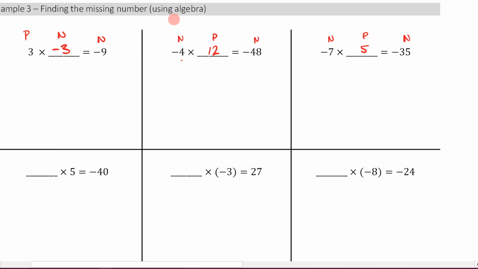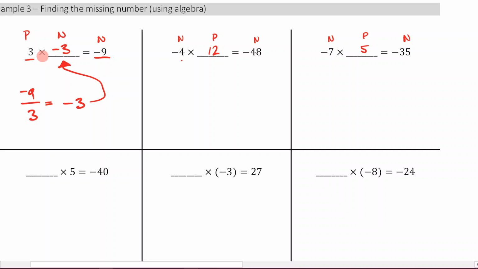Another way of finding these missing numbers is you could take this, negative 9, and divide it by this right here, 3. What I'm going to end up with is negative 9 divided by 3. Well, that's going to be negative 3, and that is what I got right there. Now, the reason why this works, dividing, is because division is the opposite of multiplication. So it's kind of like working backwards.